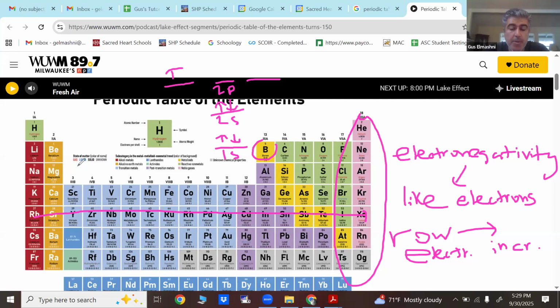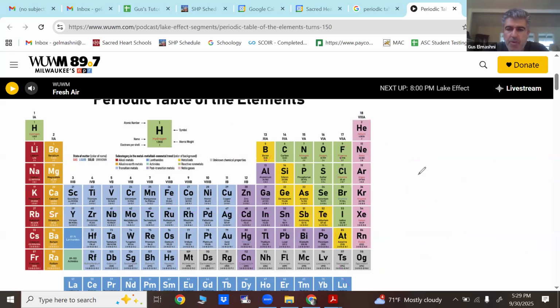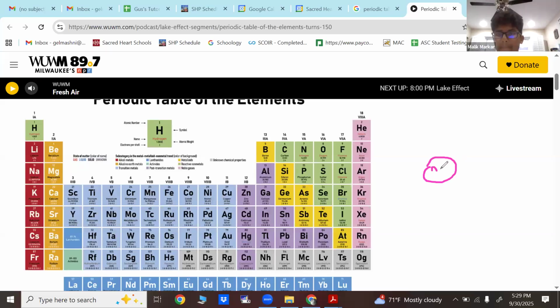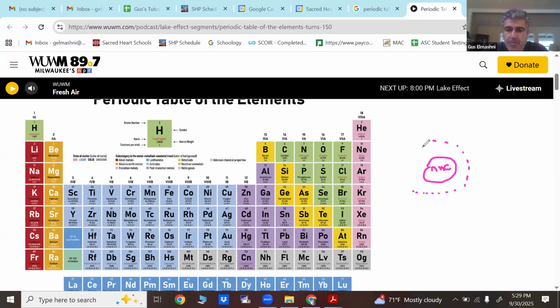Now, going down a group, this will get a little tricky. So let's draw an atom model. You have a nucleus, right? Which contains protons and neutrons. Then you have electron clouds. That first cloud is level one. Then level two.